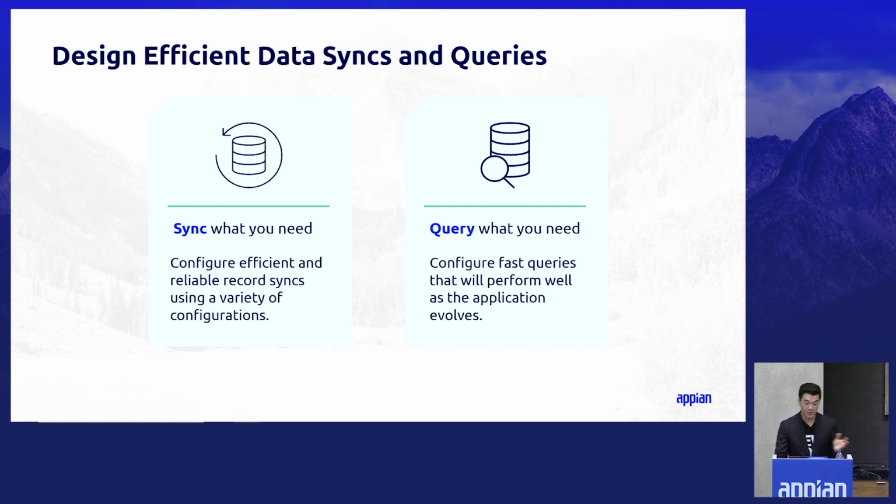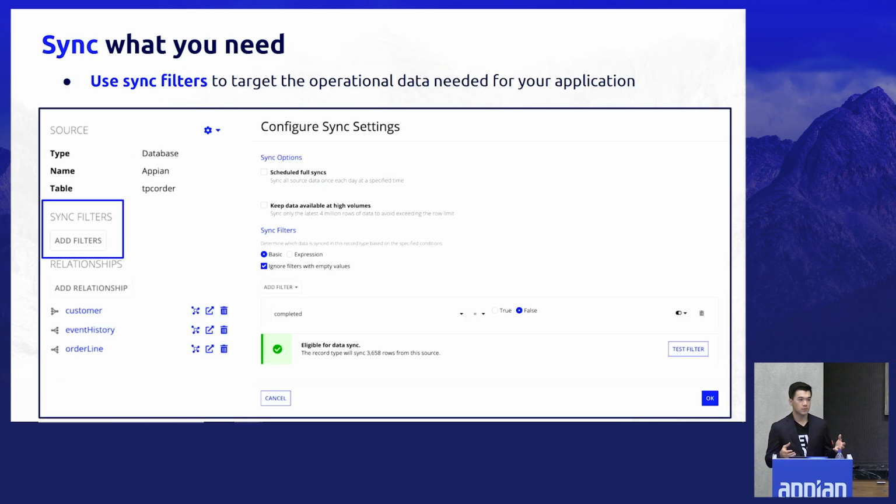Let's jump into it. I'm going to start on the sync side. When you're creating your synced record types, you'll see a screen that I merged two screenshots of, but it's going to look something like this. And you're going to have something called sync filters on the side where you can add a filter to basically get a sliver of the operational data that you want to sync into your record type.